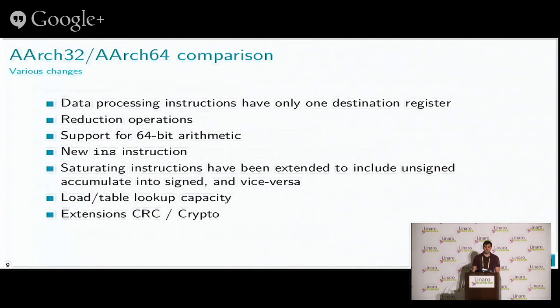Neon now supports 64-bit arithmetic in ARMv64, both integer and floating point. There's a new instruction that you can use to move data between arbitrary lanes in vectors. Saturating arithmetic has been extended. Loads and table lookup instructions have been extended too to have a greater capacity. You can load twice as much in one single instruction in ARMv64. And there's also the possibility to have CRC and crypto extensions.